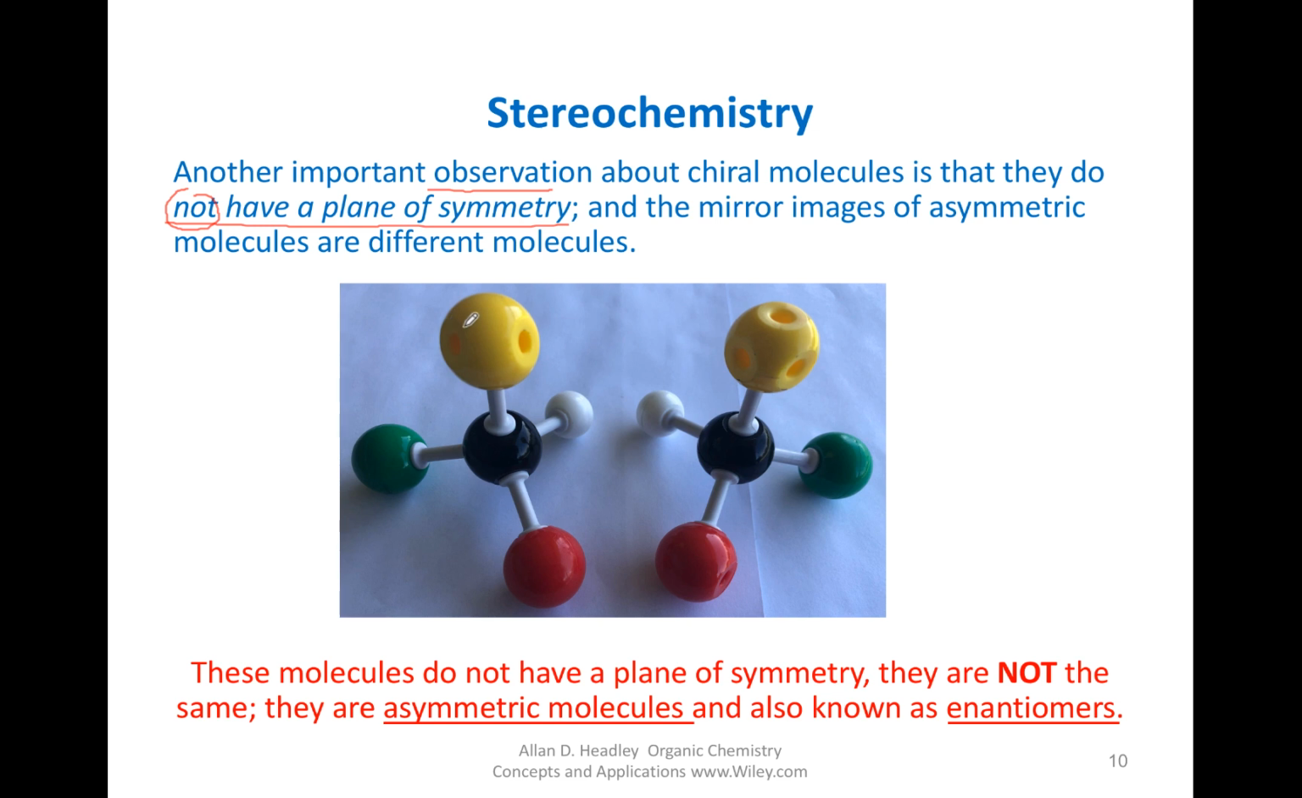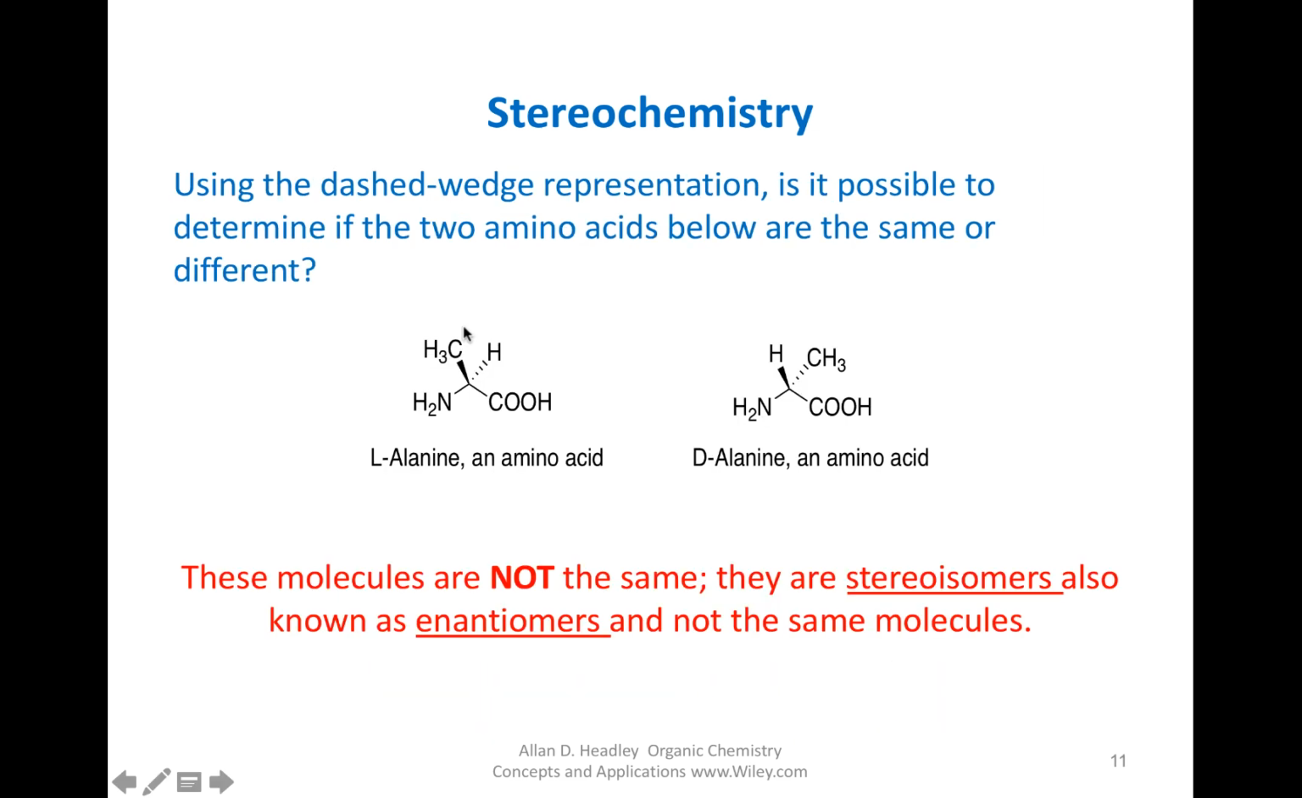Okay, so let us go on here. So this is what I was talking about, and that is, now let's use the dashed wedge representation. Here is the dash and the wedge. So this group here is in the plane, likewise that group, and of course this is in front and this is in the back. That's a dashed wedge.